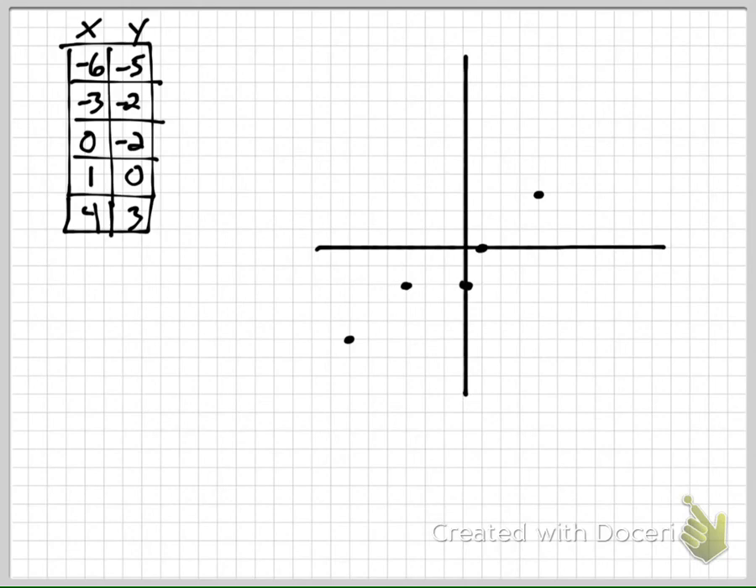So, when the X is the first number, so like on the far left dot, wouldn't it be one this way? -6. 1, 2, 3, 4, 5, 6. No, it's right here. That's -6. Yeah. Right? And then down 5. -6, -5. Right here's the point. That's -6, -5.